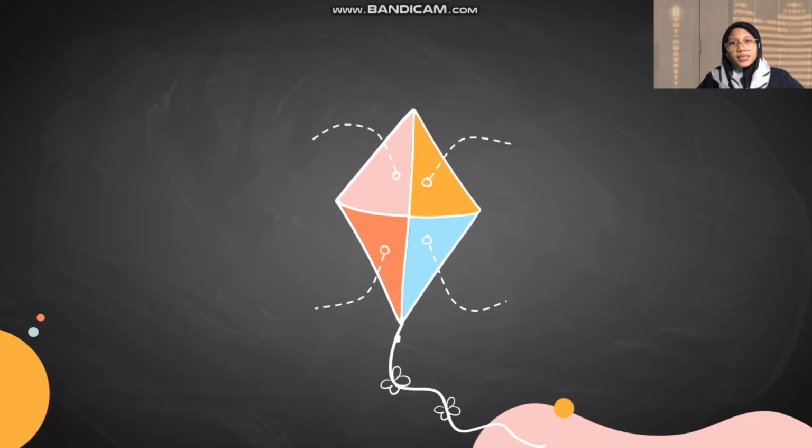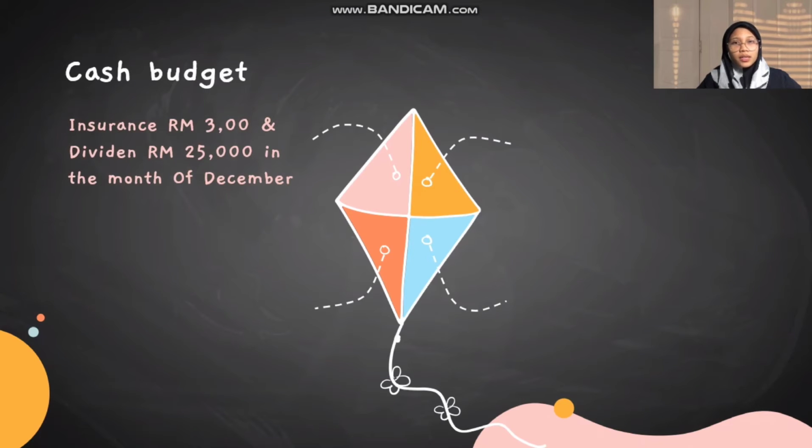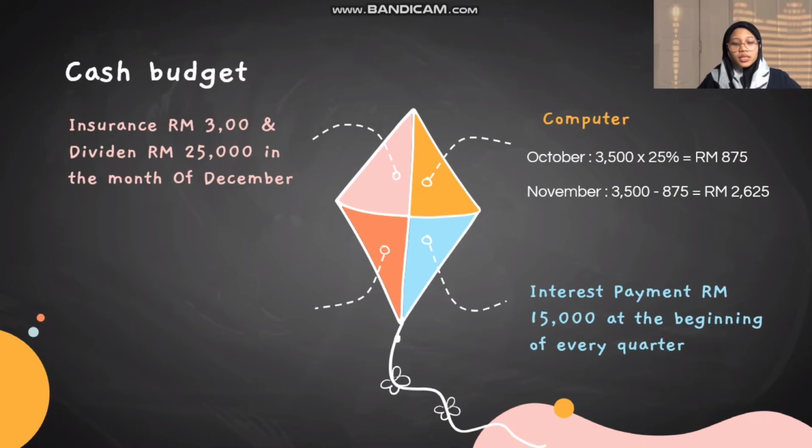For the other items in the cash disbursement, we have insurance 3,000 ringgit and dividend 25,000 ringgit in the month of December. Here we put them in December. And for the computer, the question says the company also plans to acquire a new computer worth 3,500 in October. It is agreed that 25% is on a cash basis and the balance will be paid the next month. So for October, 3,500 multiplied by 25%, and I get 875 ringgit. This will be put in October.